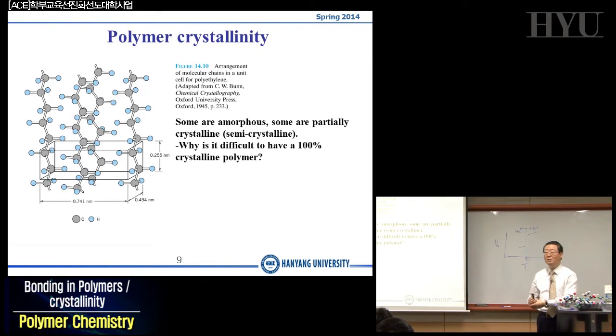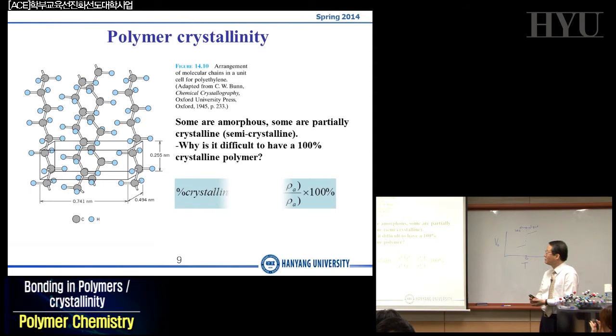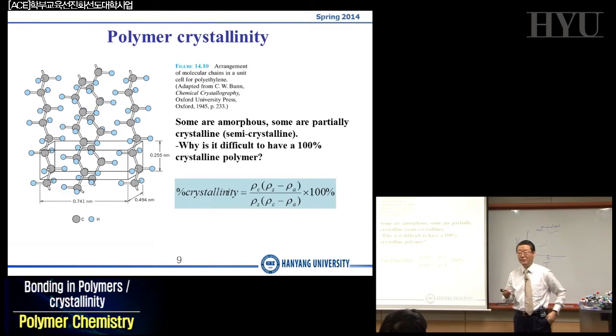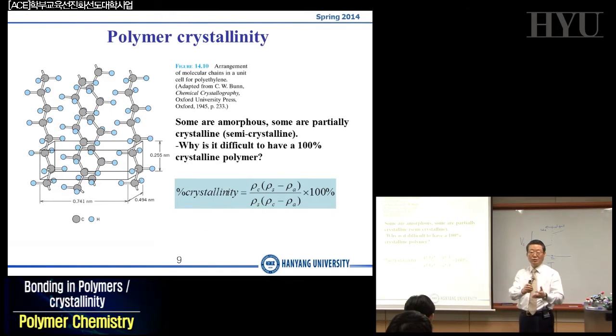In the later part of this course, I will show you how you can make the crystals, and what type of crystals in the polymer case. But at this time, I wanted to emphasize that some polymers have crystals, and I wanted to show you how to calculate the degree of crystallinity, or percent crystallinity. Percent crystallinity means that, for example, if you have 50% crystallinity, half of your material is composed of crystalline structure, and the other half is amorphous structure.